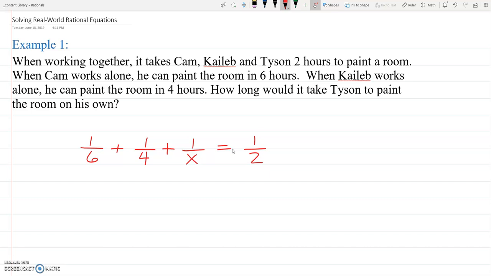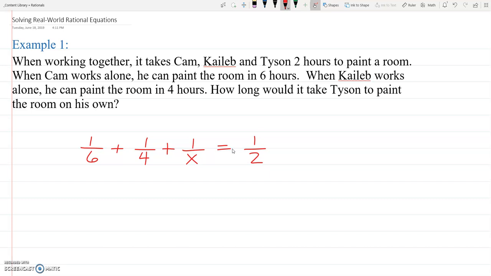Okay, if the time measurement were different, this is super unrealistic, but if the problem said Cam can paint the room in 6 minutes, so don't start converting minutes to hours and all of that, then we're just going to say, how much of the room can Cam paint in 1 minute? He would paint 1/6 of the room in 1 minute.